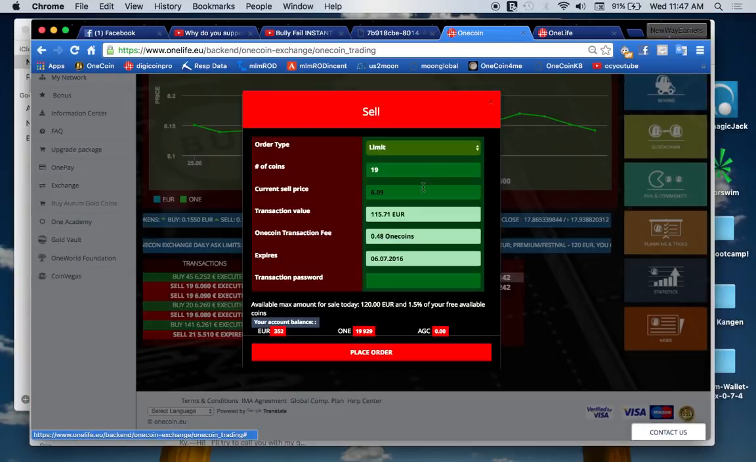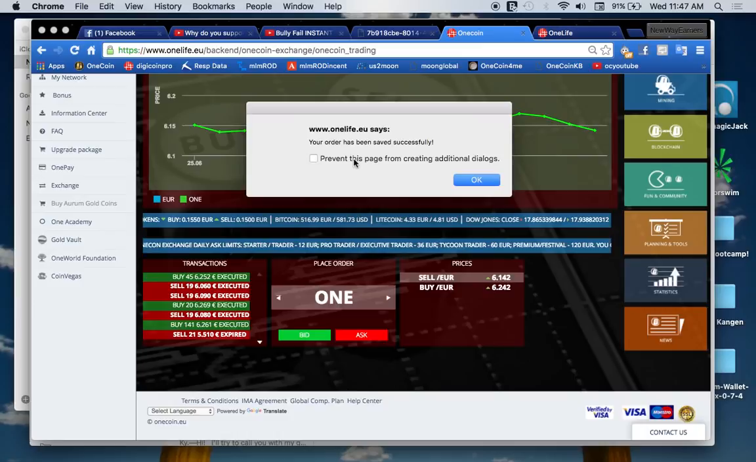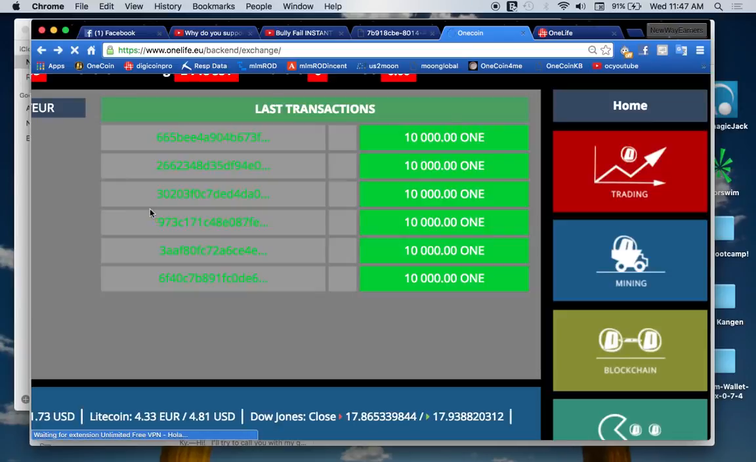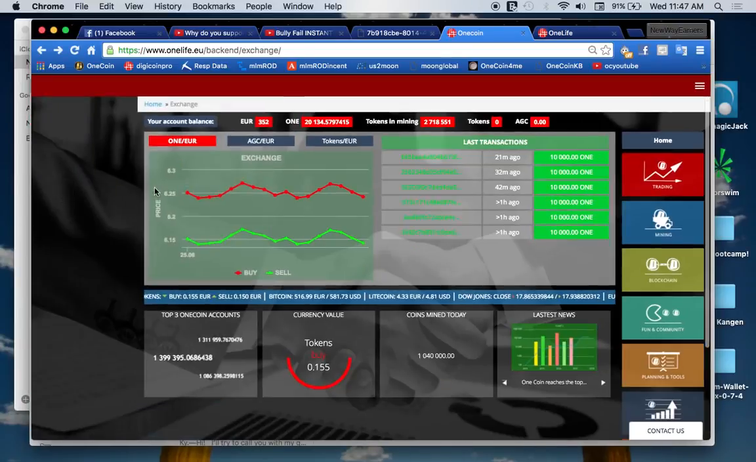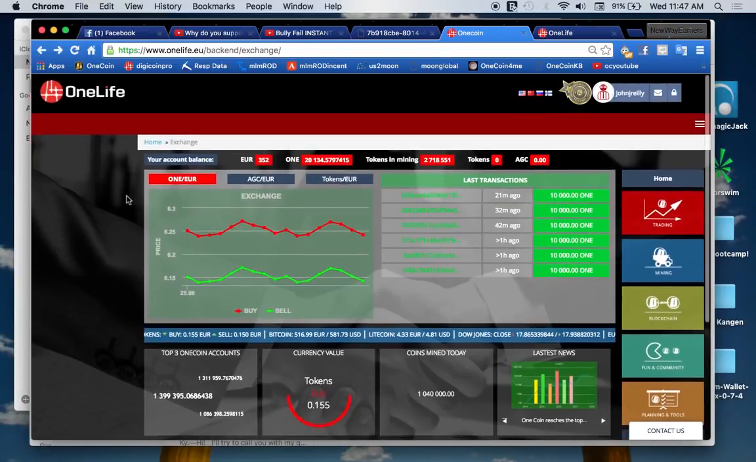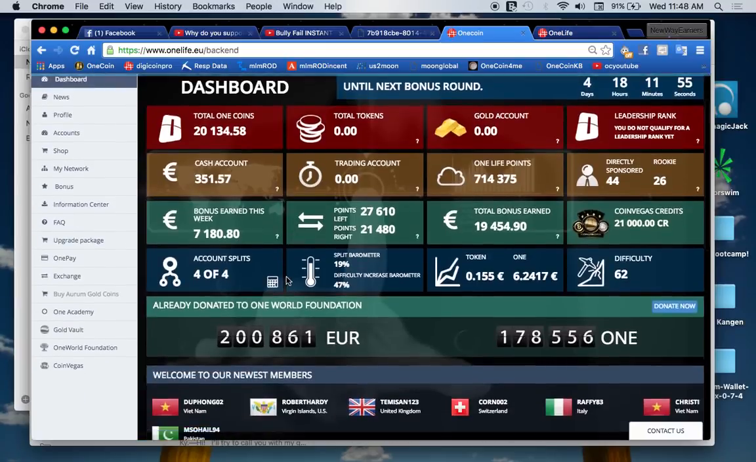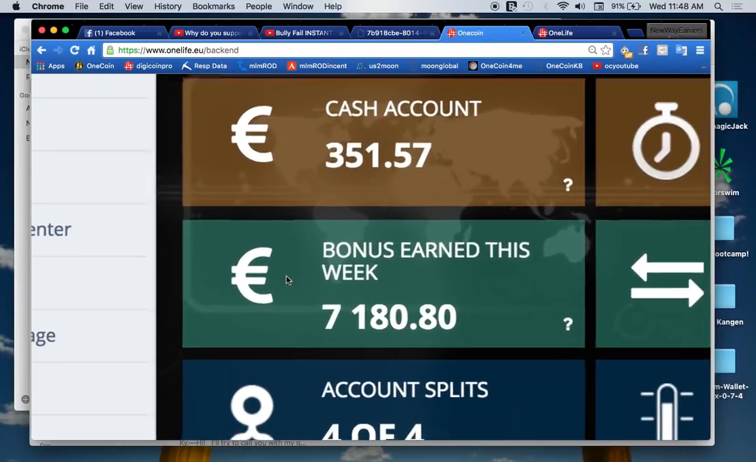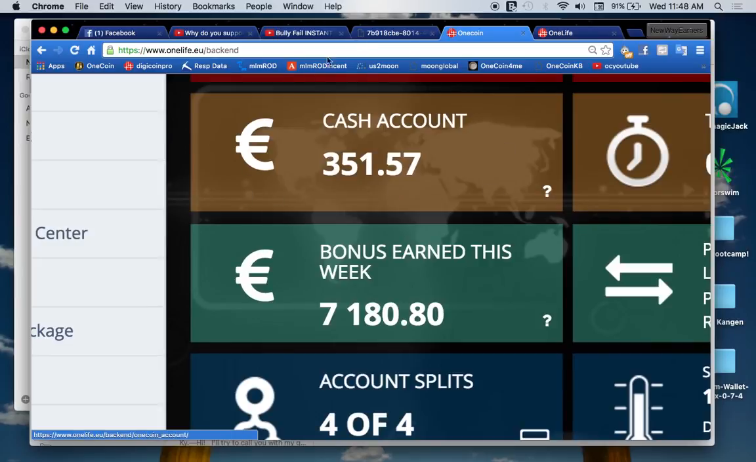So I'm going to go ahead and sell these coins. It's just telling me about CoinSafe. There we go. Your order was saved successfully. So now when I go back to my dashboard, sorry about that, you're going to see that in my cash account, once that sell is executed, this number will go up by whatever that amount was, 115 euros.